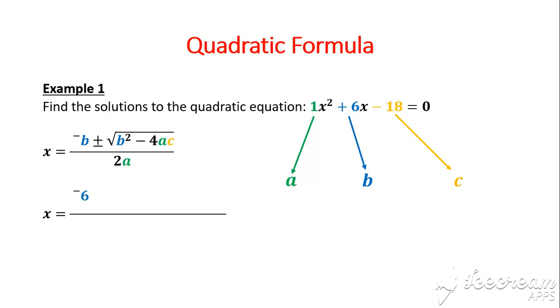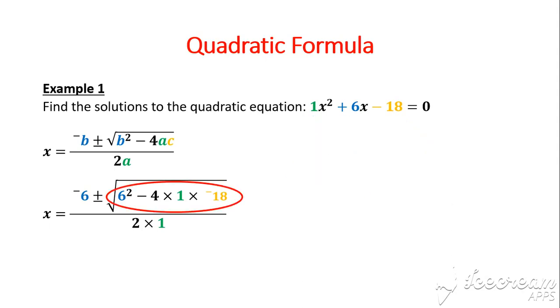Right, let's go. So here we go. x is equal to negative b. Well, b is positive 6, so we have to make it a negative 6. We put down the plus minus. We put down our square root. Now we're going to go b squared, which is 6 squared. Now we're going to go minus 4 times a is 1, times c is negative 18. And we're going to divide that all by 2 times 1.